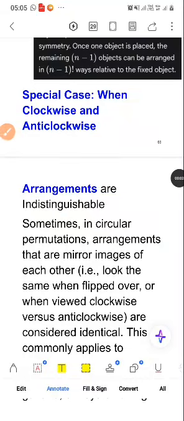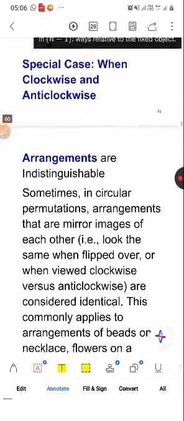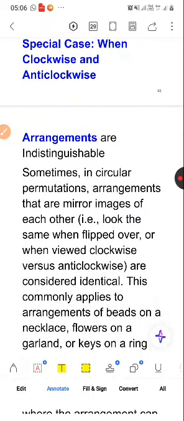Yes, in this video we are going to continue with our circular permutation, but here we are going to talk about the special case when clockwise and anti-clockwise rotations are indistinguishable. Now, when we say they are indistinguishable, this is what we mean.